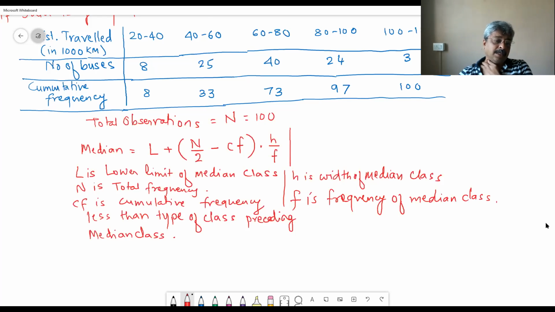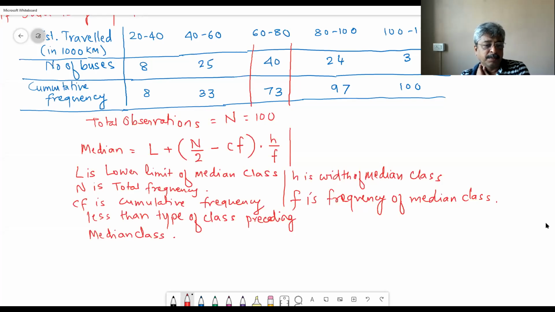Okay. Now let me explain the meaning of each. First of all, you need to identify amongst these 5 classes. There are 5 groups in total. The middle one is, of course, this one. So this is the median class because it divides the data into 2 parts. There are a total of 5 groups, and the middle one is (5 plus 1) by 2, that is 3. So this is the median class.